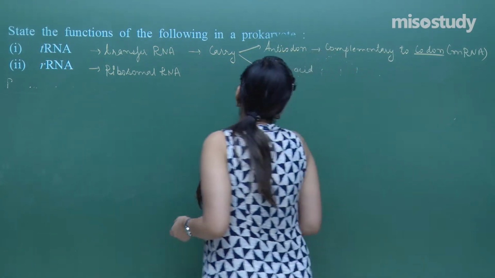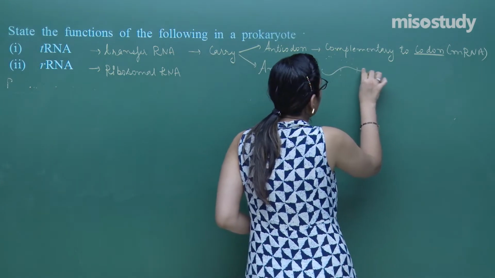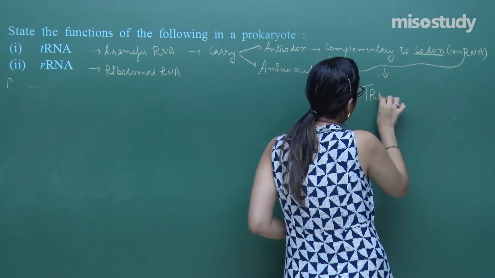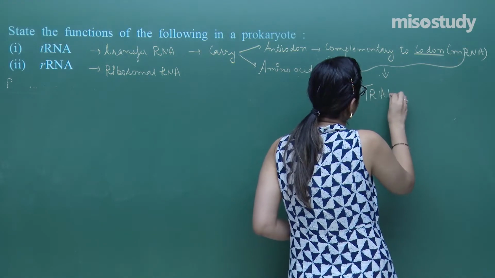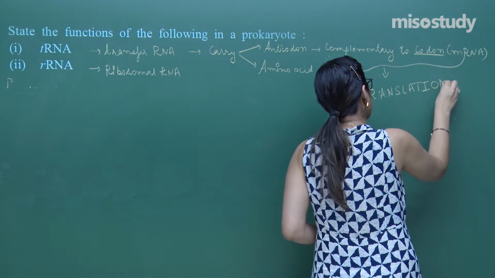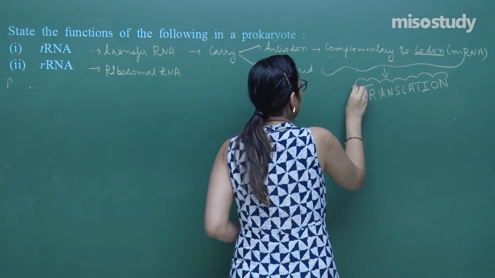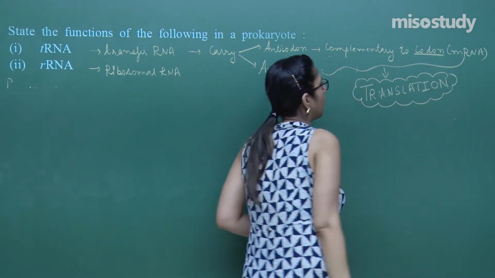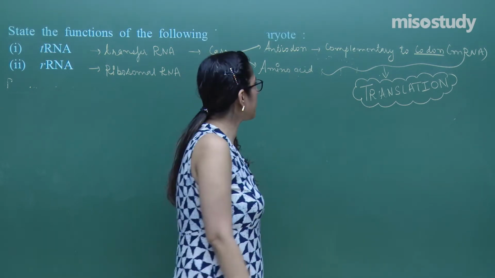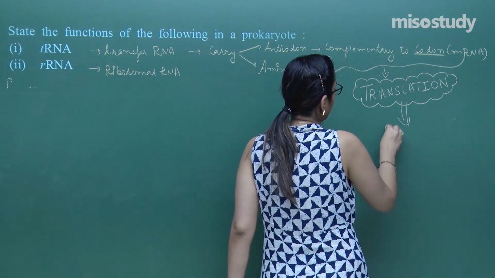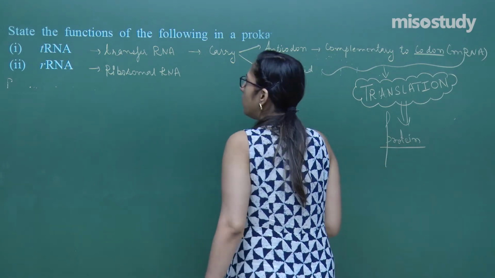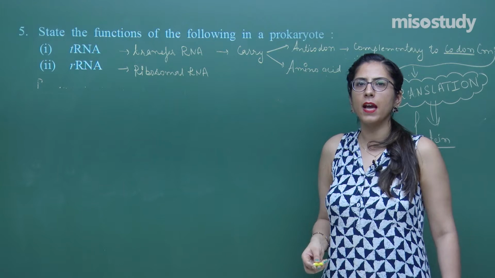Now, if we talk about the whole procedure, they are helpful for a procedure that we all know is called translation. Translation, right? So what I want is the amino acid sequence, out of which the whole protein sequence will be formed. My desired protein will be formed. Now just come back to rRNA, that is ribosomal RNA.